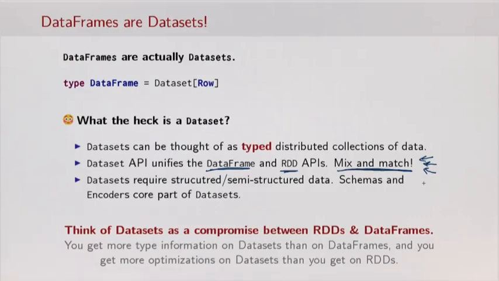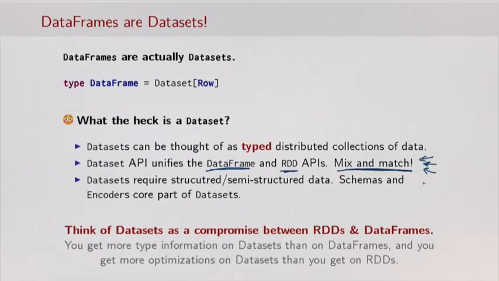And finally, one other major difference between datasets and RDDs is that, like data frames, datasets require structured or semi-structured data. So your data has to have some kind of schema associated with it in order for it to be a dataset. Another way to think of datasets is to think of them as a compromise between RDDs and data frames. On the one hand, you get more type information with datasets than you did on data frames, but on the other hand, you get more optimizations on datasets than you got on RDDs.